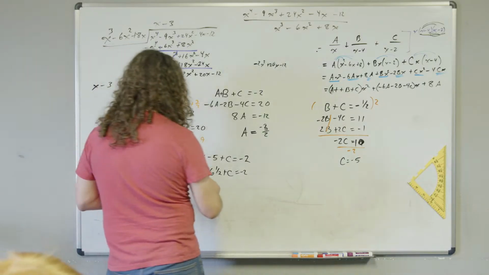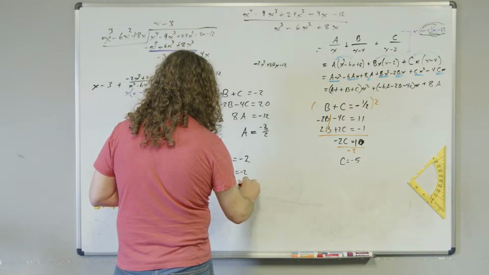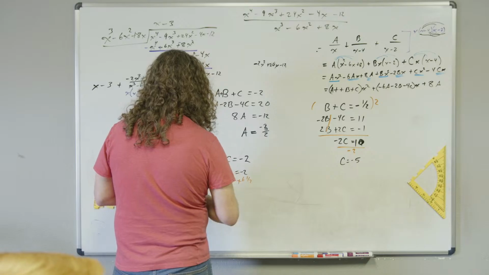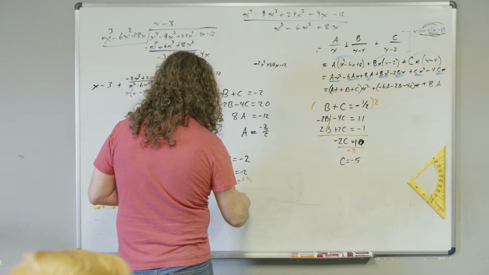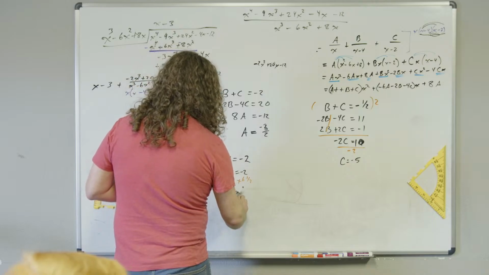Then we add 6 1/2 to both sides. We end up with c equals positive 4 1/2.